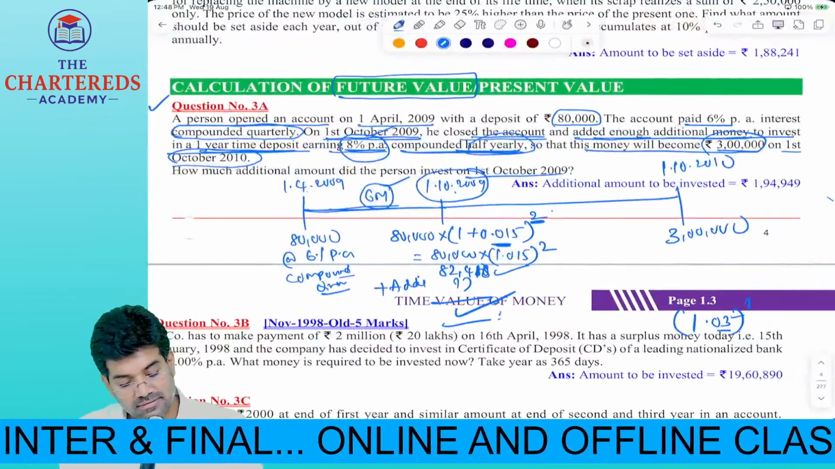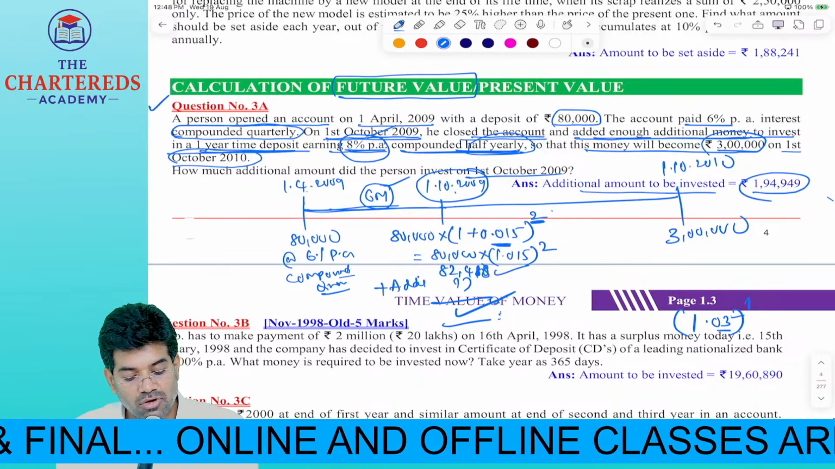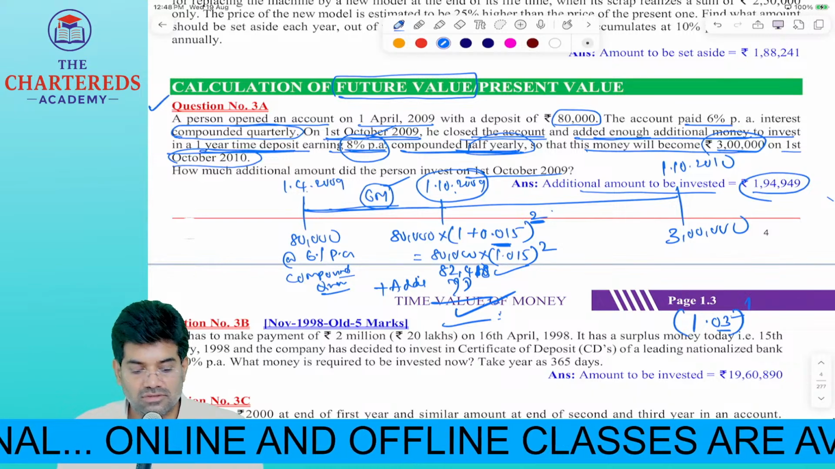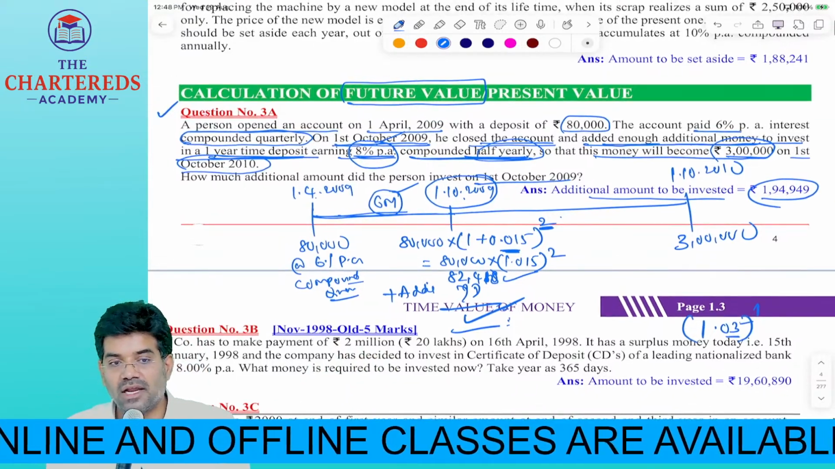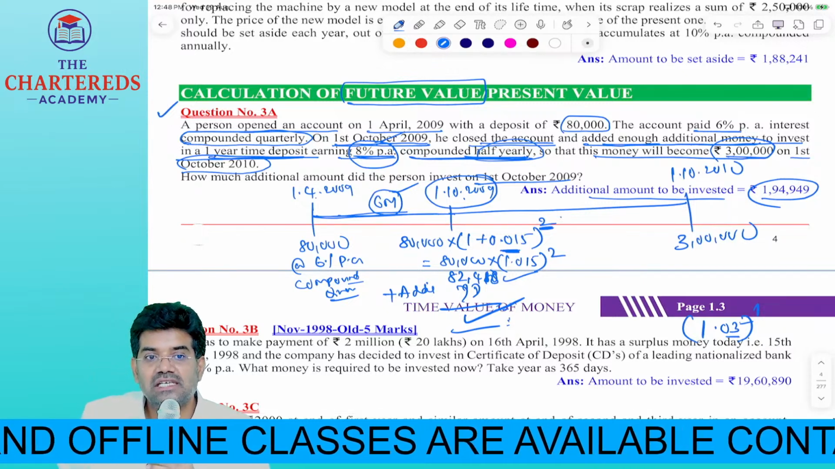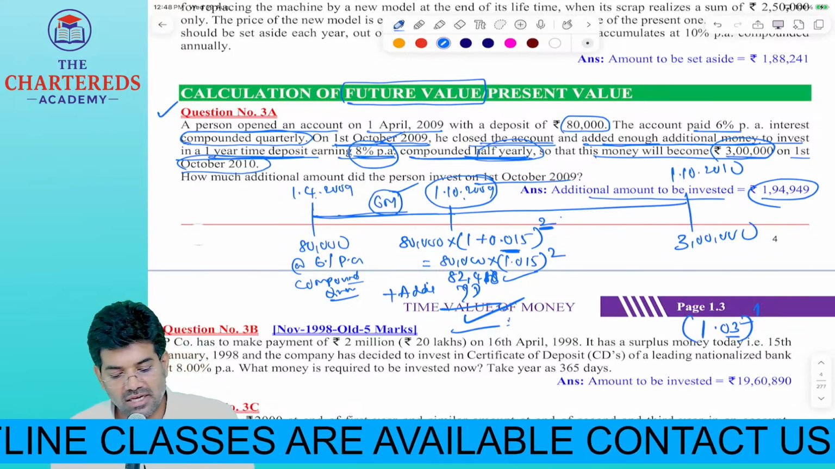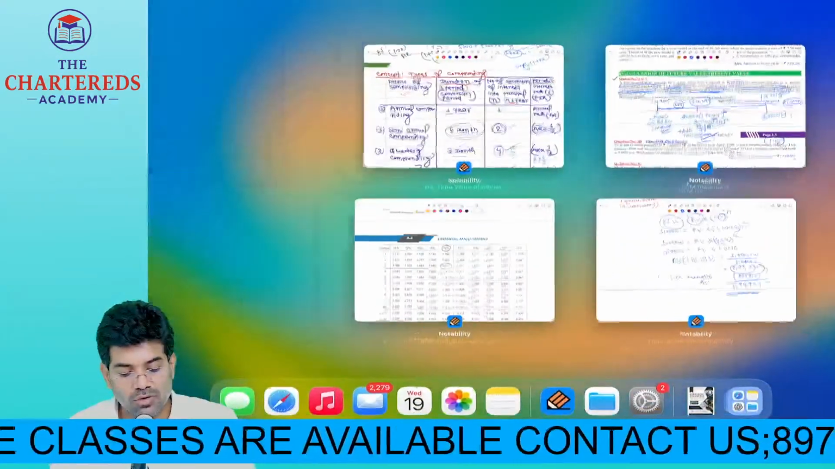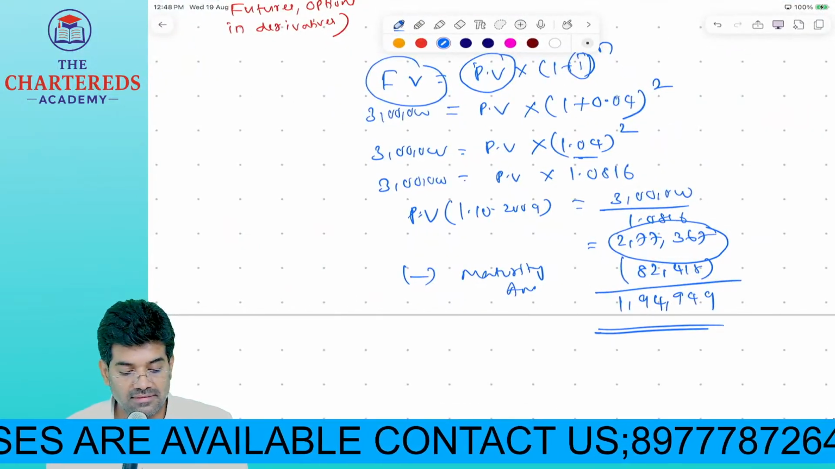This is approximately 1,94,949 rupees he added on that particular day. That is the additional amount he added, so that he got 3 lakhs. So here we applied the future value of a single cash flow, not multiple cash flows. So in your notebook you can present the answer for question number 3A.